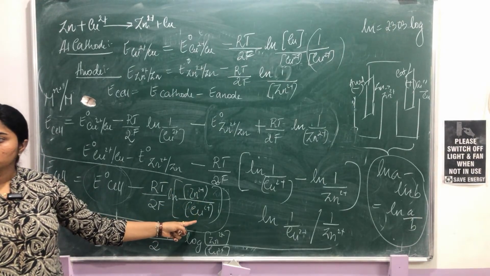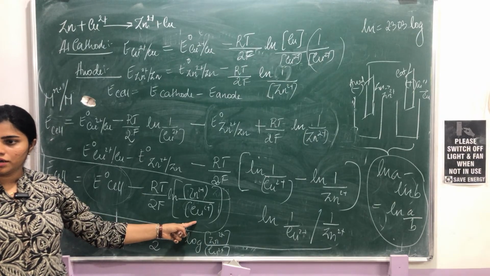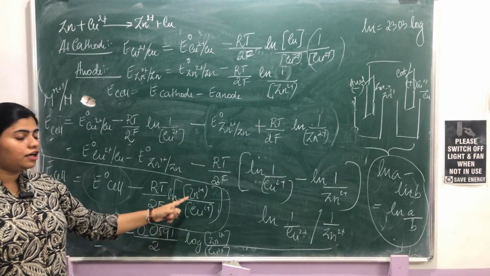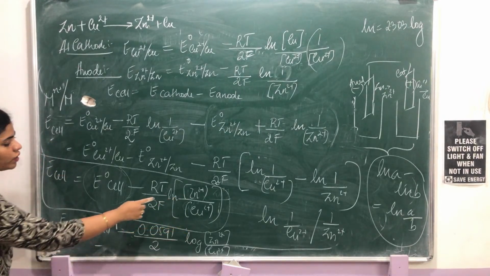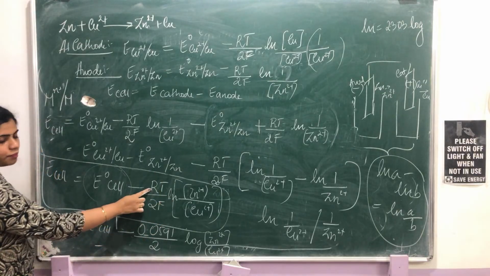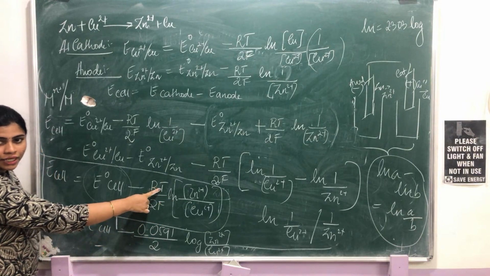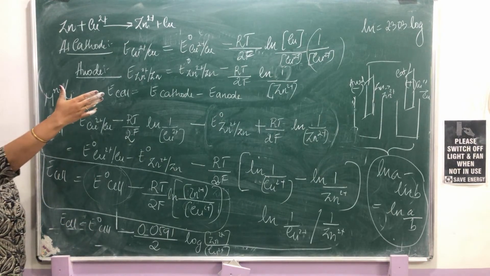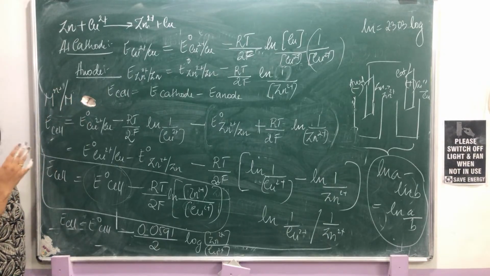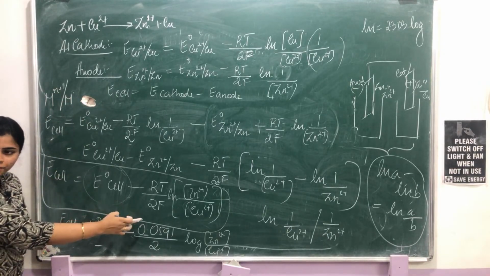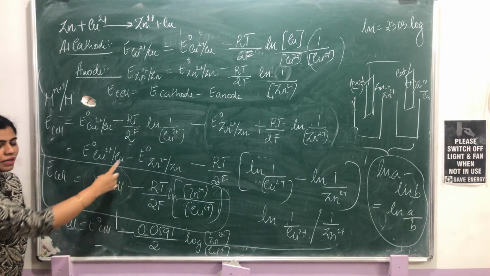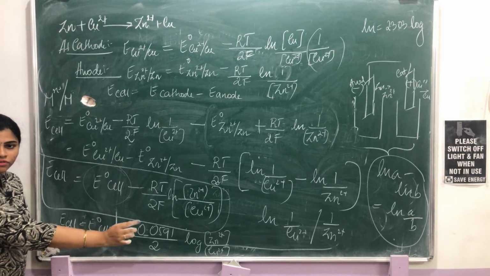Understanding? Yes, understood. Ln Zn2+ divided by Cu2+. Now, how will I convert this into this number? 8.314 into T. I'm taking T as 25 degrees Celsius, so it becomes 298, and ln is 2.303 log. So into 2.303 divided by 2 into the value of F, which is 96487. When I multiply the whole thing, I get 0.0591.